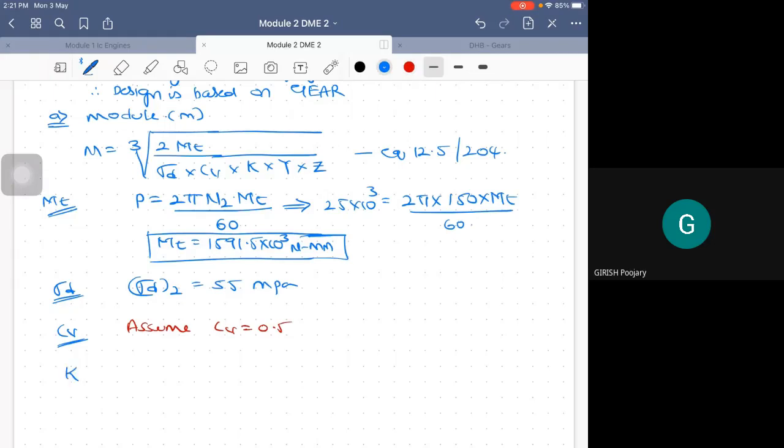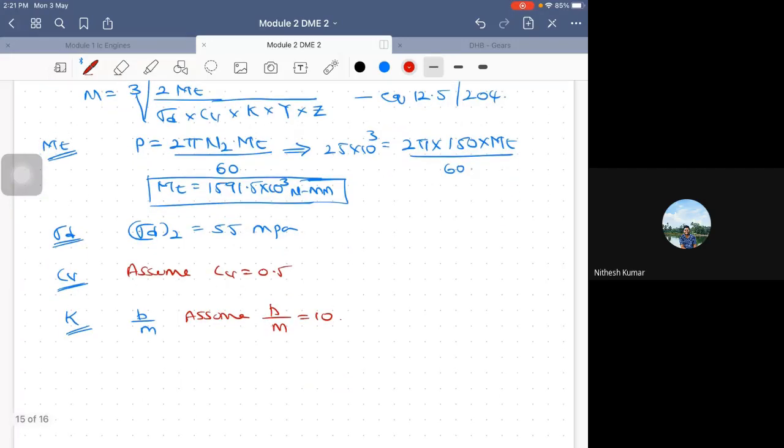Next, the value of K. K is nothing but B by M. Face width is unknown, everything is unknown. So what do you have to do here? Again, you have to assume. Assume B by M, how much? What is the standard procedure that we follow? 10. Very good.